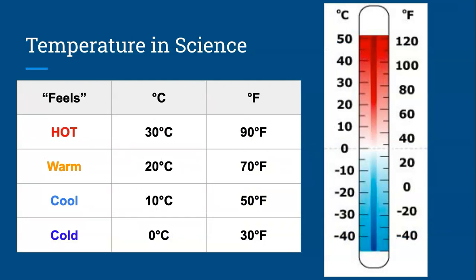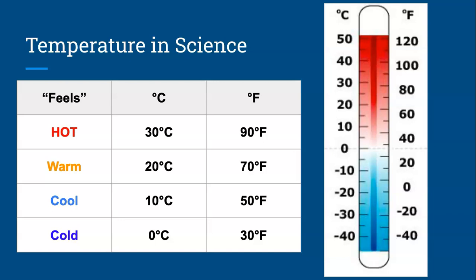Next, let's talk about temperature. Oftentimes we think about temperature and how it feels outside. The air might feel hot or warm or cool or cold. Now, we're also very familiar with talking about Fahrenheit. If I was to say it's 100 degrees Fahrenheit outside, you would know that that's incredibly hot. Also, if I said it's 20 degrees Fahrenheit outside, you would know that's very, very cold.